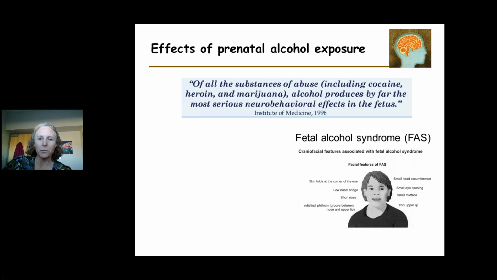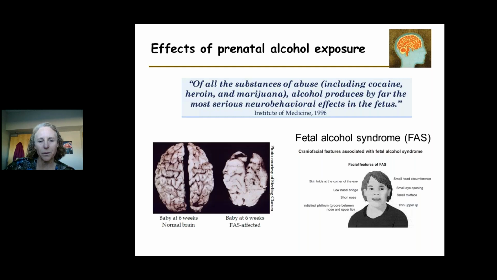What people are most familiar with is fetal alcohol syndrome, which is what I'm showing on the slide here. Individuals with fetal alcohol syndrome have these structural changes in their face that you can identify whether or not you know that there's prenatal alcohol exposure.